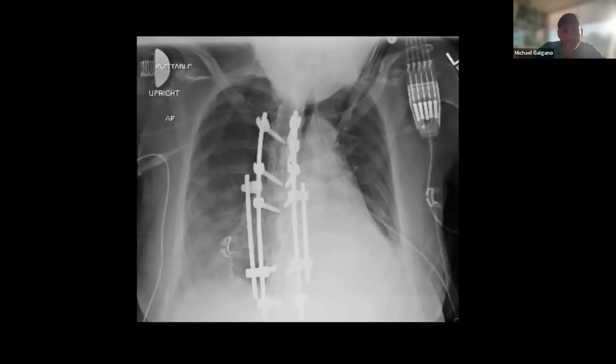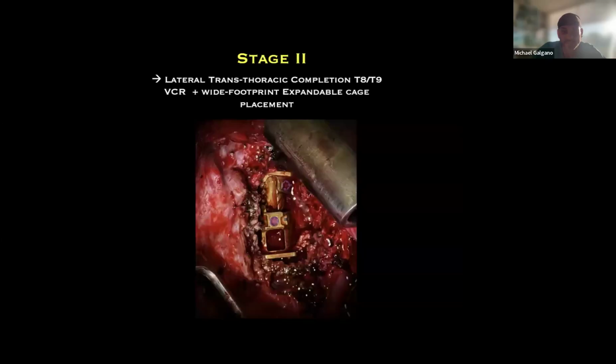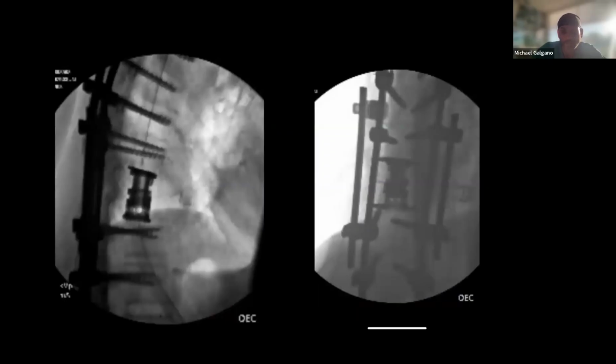And this is what her x-rays look like in between stages. And then we ended up taking her back for a staged transthoracic corpectomy, where we essentially finished taking out what vertebral body we hadn't gotten access to. And then we came in through the side of the chest, and we were able to place a large footprint expandable cage here. So I think this just shows these are very, very dangerous operations to do. And that point Wendy and I were talking about with that vertebral body necrosis, the loss of integrity of the ALL, that screams red flags.